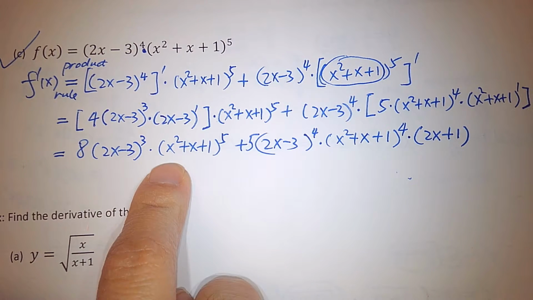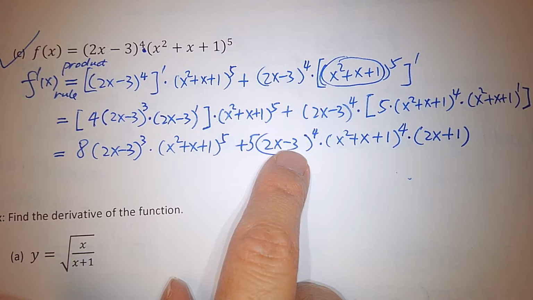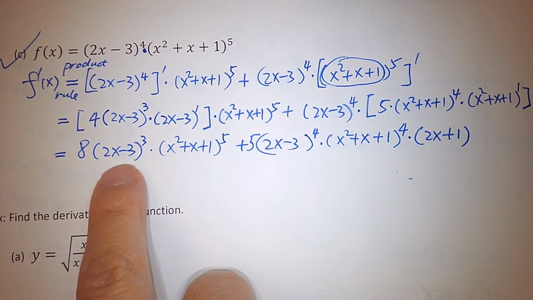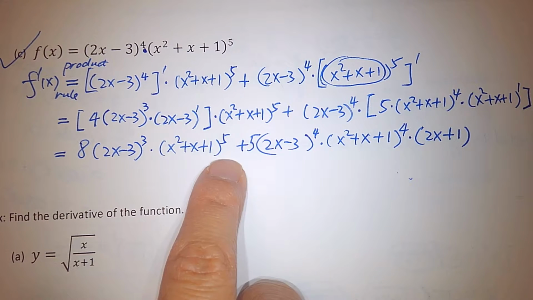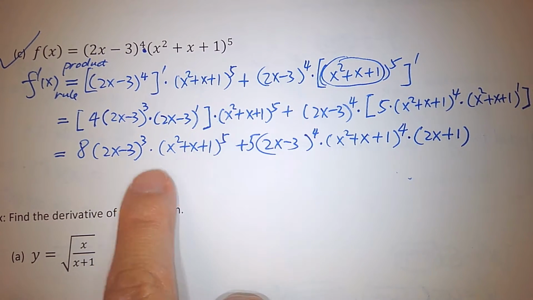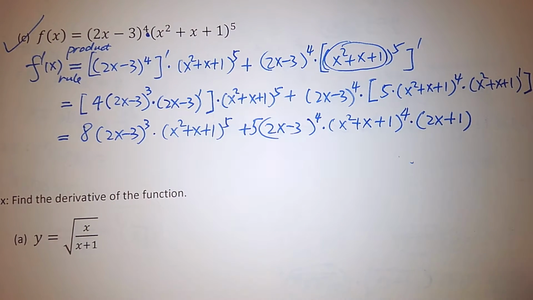Some of you may say, oh, this is 2x minus 3 to the cube and 2x minus 3 to the fourth power. Can we combine like terms? Pull out the 2x minus 3 cube. This one is the x squared plus x plus 1 to the fourth power. You don't have to, okay? So, I will just leave this answer here, okay?